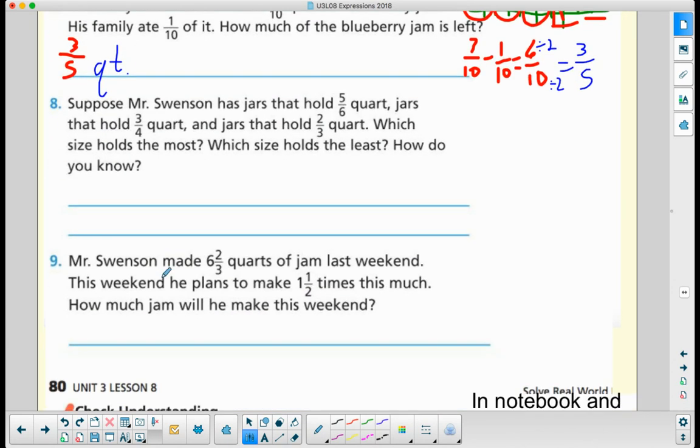All right, suppose Mr. Swenson has jars that hold 5/6 of a quart, jars that hold 3/4 of a quart, and jars that hold 2/3 of a quart. Which size holds the most? Which size holds the least? How do you know? Now, like I said, on paper I drew diagrams, but they were so close that I didn't trust my diagrams to be accurate.